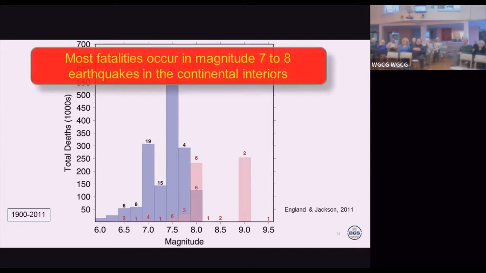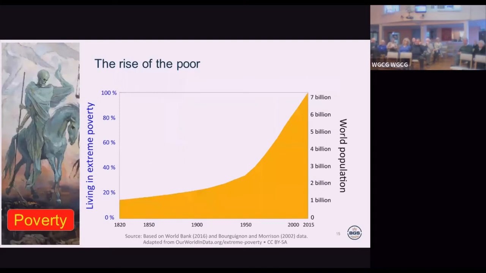So the conclusion from this is that most fatalities from earthquakes happen in earthquakes between magnitude 7 and 8 in the continental interiors, away from the subduction zones, which is maybe counterintuitive, because the big ones you hear about in the news, the tsunami-making ones, tend to be on the Ring of Fire, but they don't actually kill as many people as we think they do.